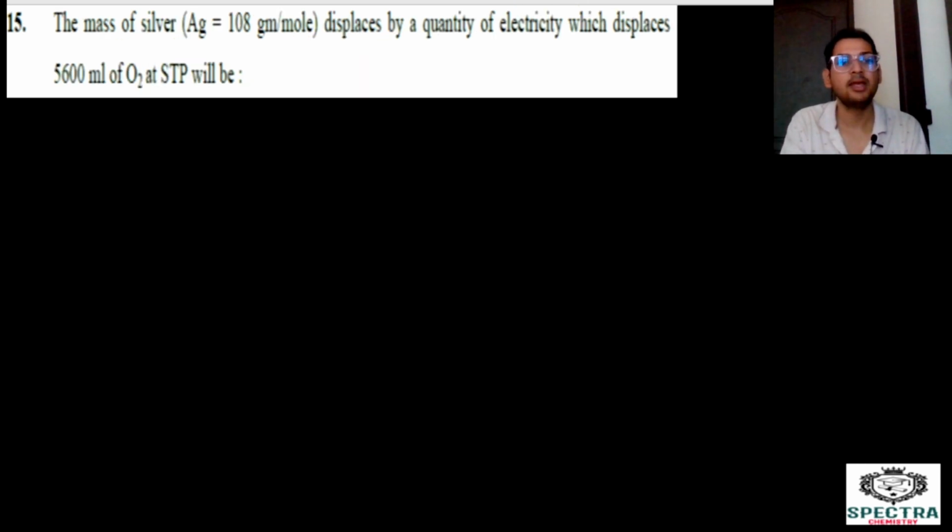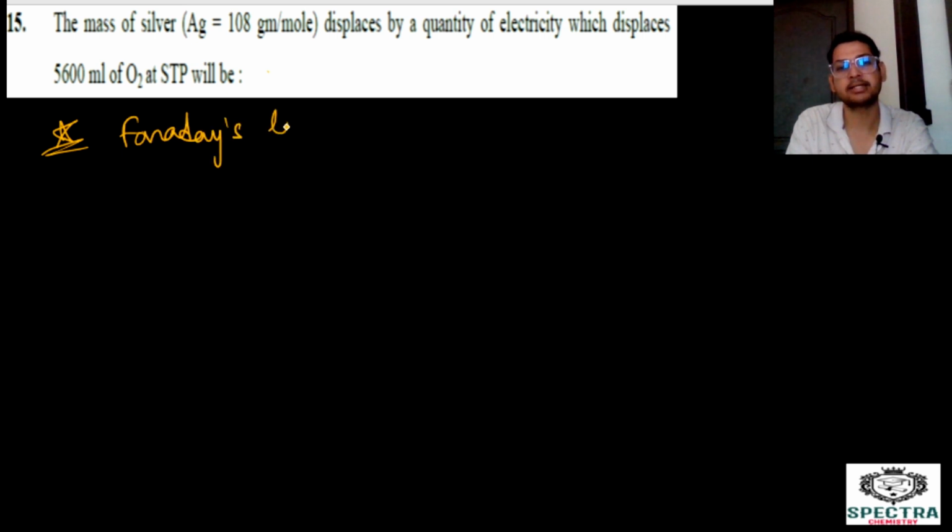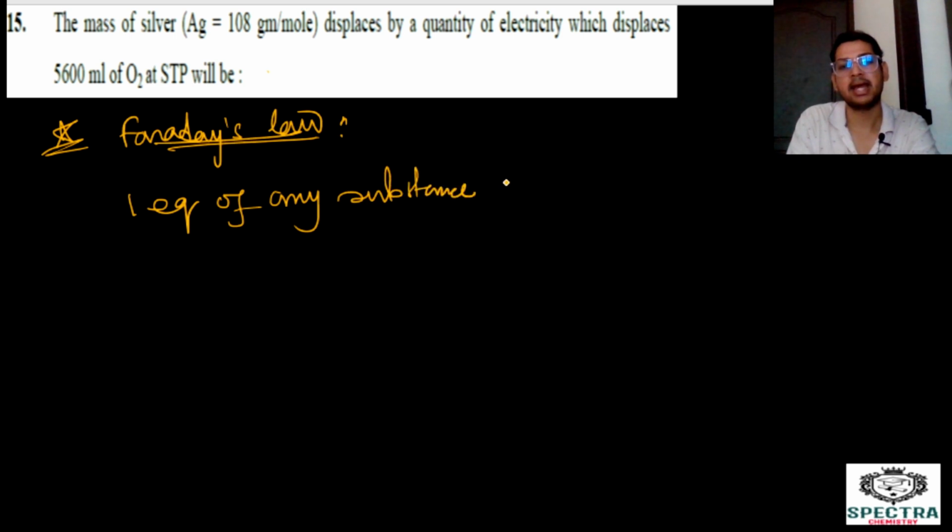Okay. This question is also quite good. I like this question. We can do this question by equivalent weight. It will be better to do by equivalent weight. And I hope that from Faraday's law, when I taught you Faraday's law, I told you that one equivalent of any substance is equal to 1 Faraday electricity.